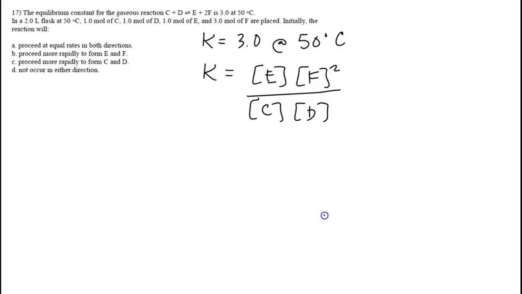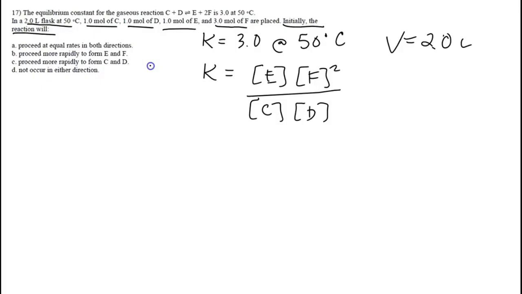Then it tells me in a 2-liter flask at 50 degrees, so we know our volume is 2.0 liters. You have 1 mole of C, 1 mole of D, 1 mole of E, and 3 moles of F placed. So they gave me the equilibrium constant, but now they're giving me moles of these different species as well. So they gave me all the moles for that. Let's go ahead and read it and continue. Then it says initially the reaction will.